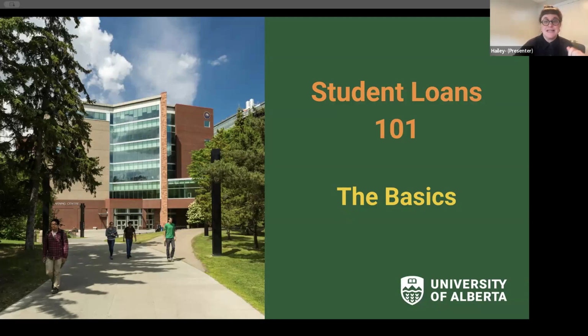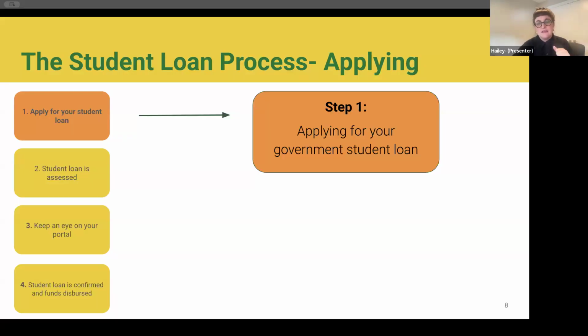Okay. All right. Let's talk about student loans. So what are they? When it's broken down, it's only about 4 steps, and you don't even do all these steps. Step 1 is you apply for the government student loan, which you're doing here today. Amazing work. Then your student loan is going to be sent to downtown Edmonton, where it's going to be assessed. And then you are going to have to keep an eye on your portals. There's going to be a few portals you have to log into every now and then.